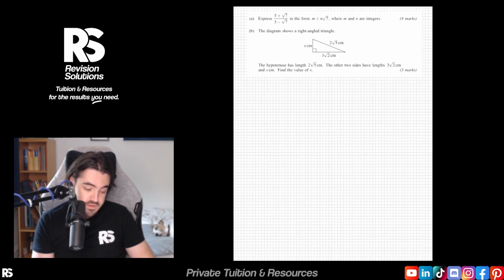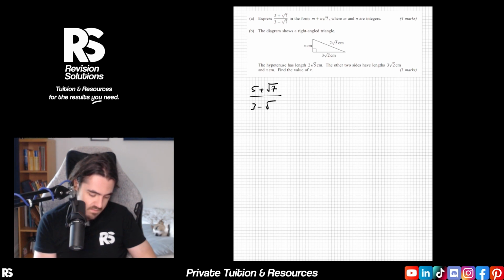Next, the next question says, for part A, can we express 5 plus root 7 over 3 minus root 7 in the form of m plus n root 7, where m and n are integers? So we need to rationalize the denominator, basically. So let's start just by writing out our question. So 5 plus root 7 over 3 minus root 7.